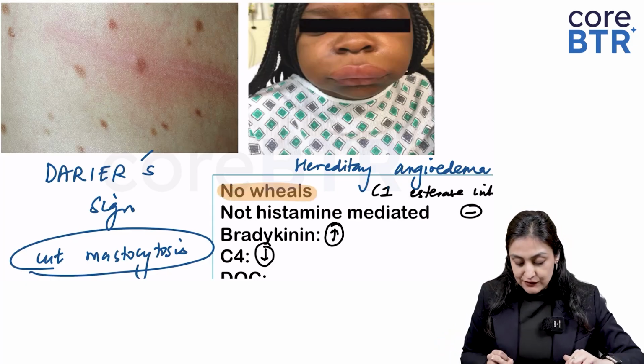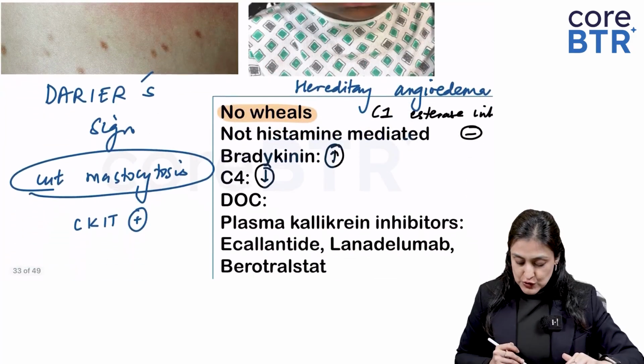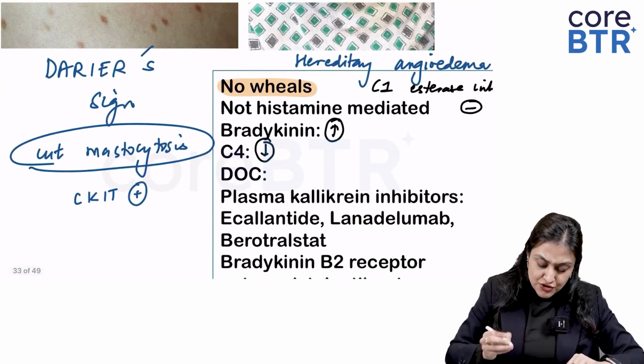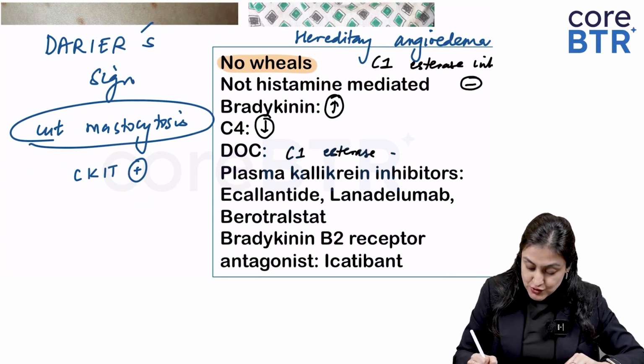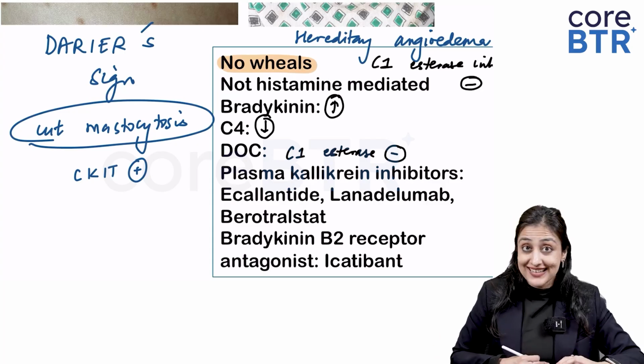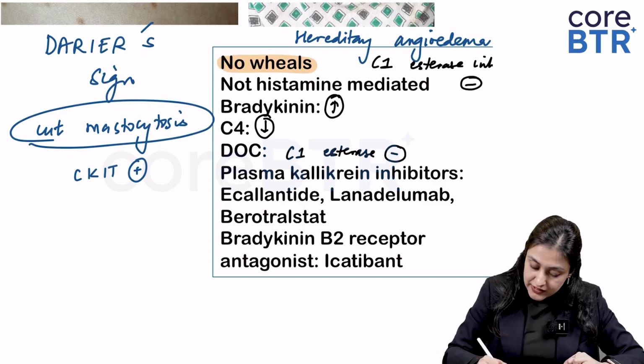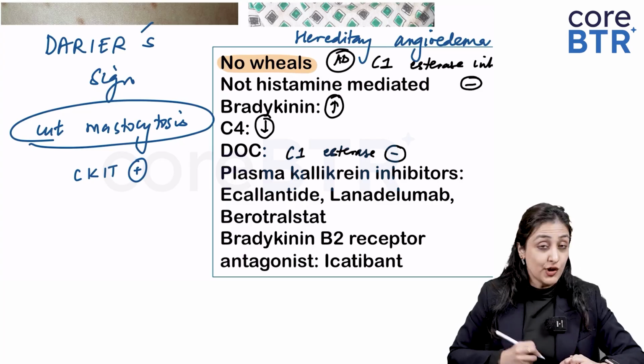this is where you do not have wheals, right? So this is what we see here. The drug of choice, you can give C1 esterase inhibitor, right? So you can give C1 esterase inhibitor directly. Also remember, this condition is autosomal dominant.